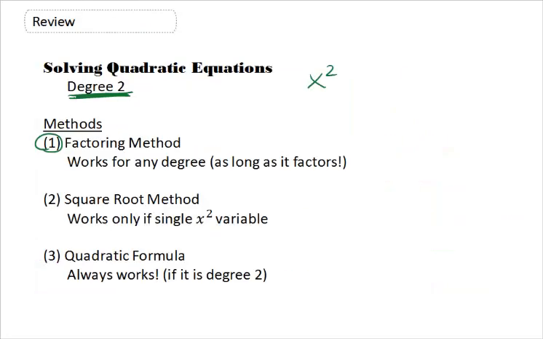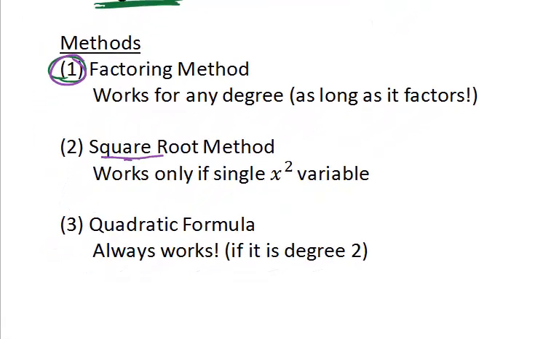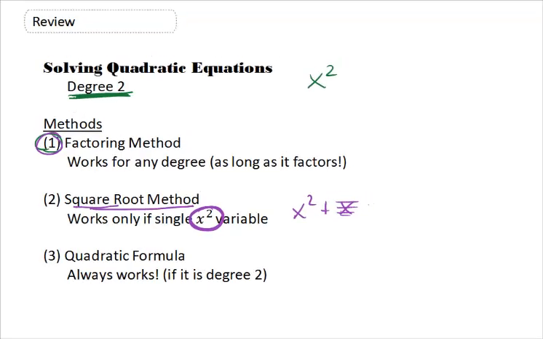Going back to our review, we've just covered the factoring method. The other method that we talked about last time was the square root method. And this works only if there is a single x squared variable. It does not work if there is an x squared plus an x variable. This x variable needs to not be there for the square root method to work.